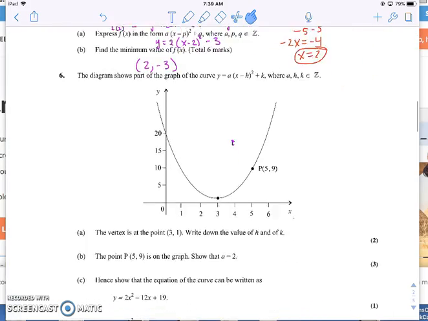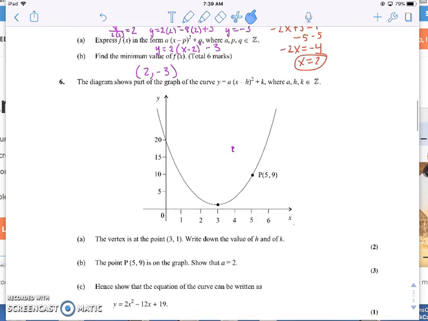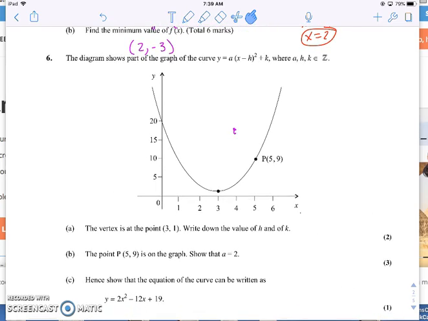Number 6 here, the diagram shows part of the curve in vertex form. The vertex is 3, 1.